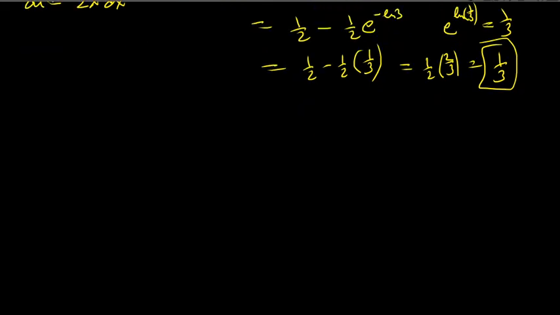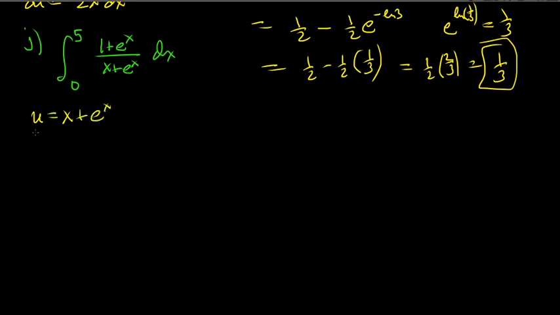And then part J, this will be a quick one, I think. So we're doing the definite integral from 0 to 5 of 1 plus e to the x over x plus e to the x, dx. So, yep, no quotient rule. U is the denominator because the derivative is just 1 plus e to the x. It's exactly the numerator, right?